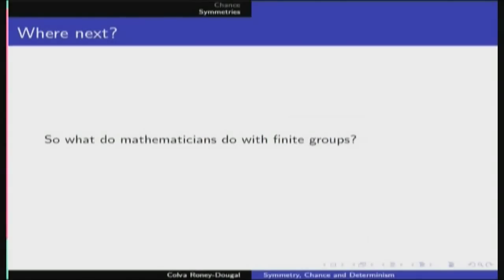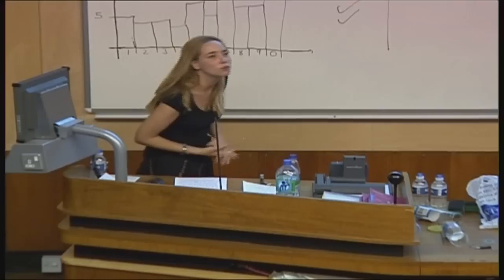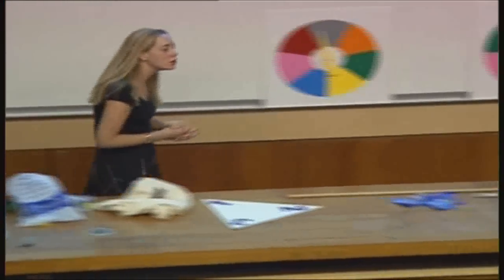So let me finish by telling you a little bit about what mathematicians do with finite groups. We classify them. We want to know what all the groups are. We know that groups can be broken up into simple groups. So what we need to do is find what all the simple groups are.